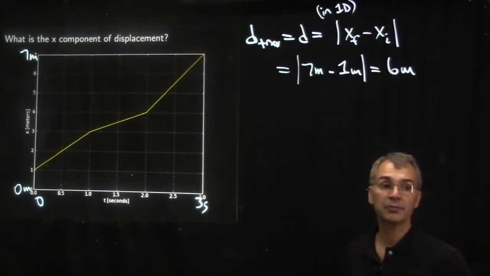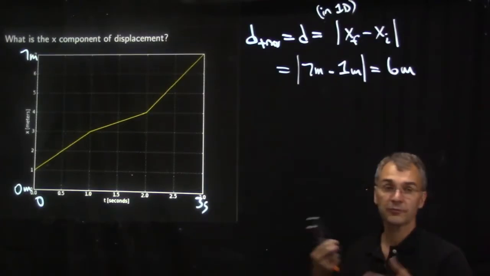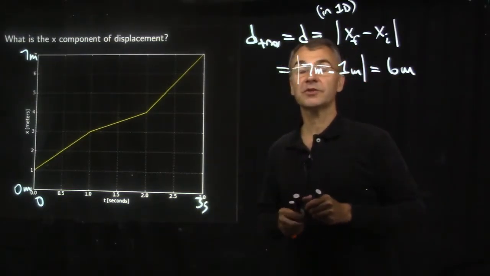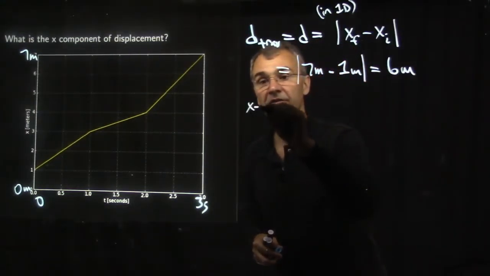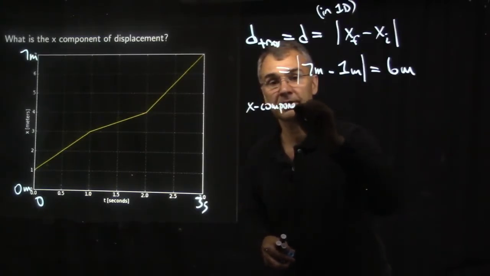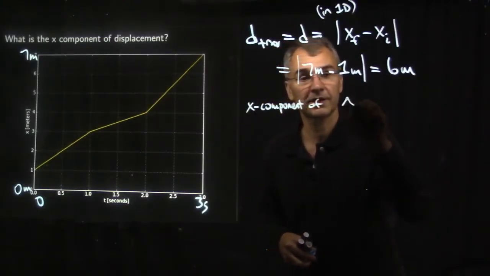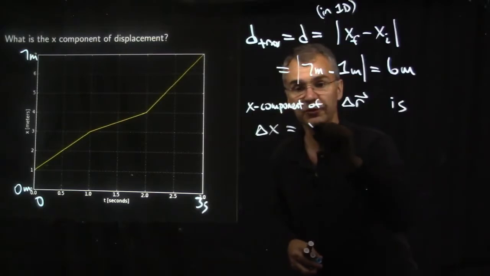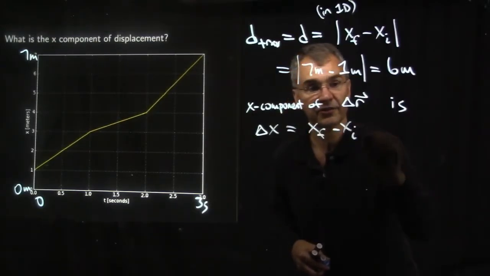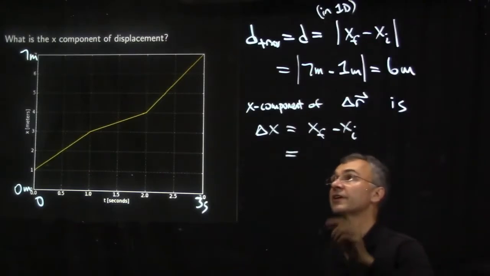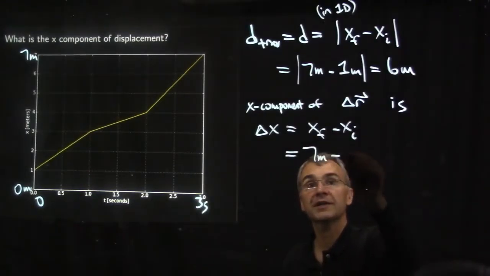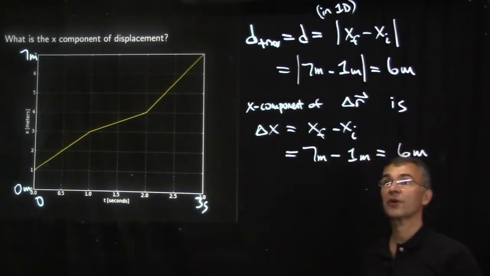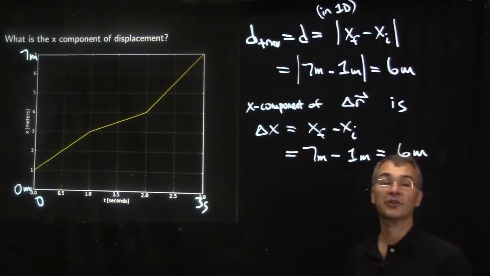What is the x component of displacement from 0 seconds to 3 seconds? Well, the x component of delta r, which is displacement, is delta x, which equals x final minus x initial, which is 7 meters minus 1 meter, which is 6 meters. So I guess the x component of displacement is 6 meters.